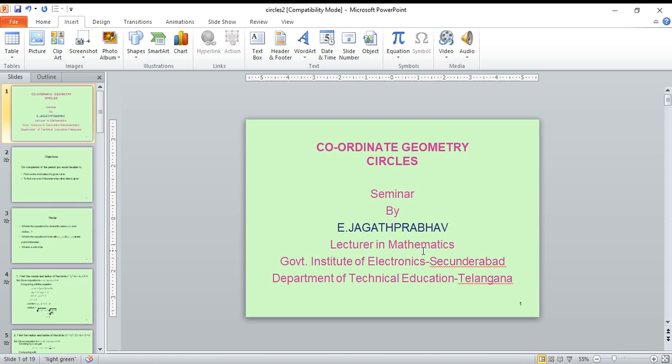Then the circle equation is (x minus x1)(x minus x2) plus (y minus y1)(y minus y2) equal to 0. We also have the general equation of the circle, x square plus y square plus 2gx plus 2fy plus c equal to 0, with center (h, k) equal to (minus g, minus f), and radius r equal to under root of g square plus f square minus c. These formulas we studied in the last class.